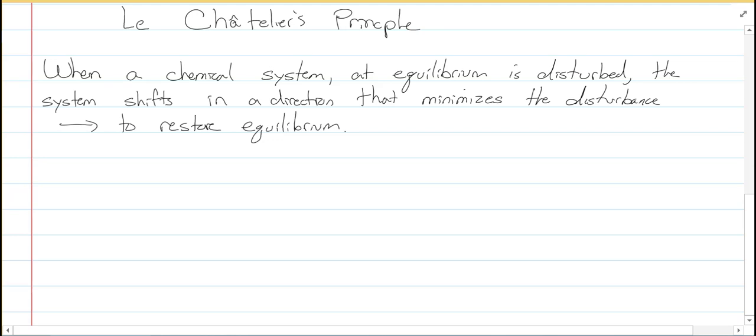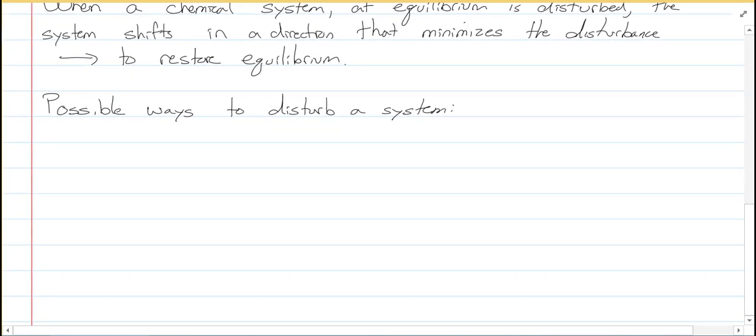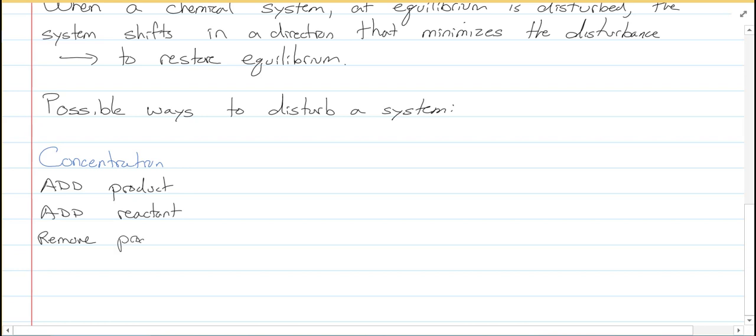There are three ways to disturb a system that we're going to talk about. In terms of possible methods to disturb a system, those would be concentration. When it comes to concentration, we can either add product, add reactant, remove product, or remove reactant.